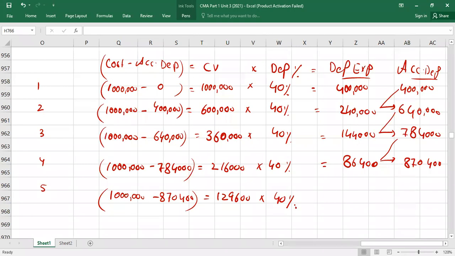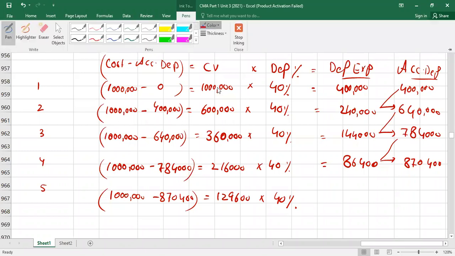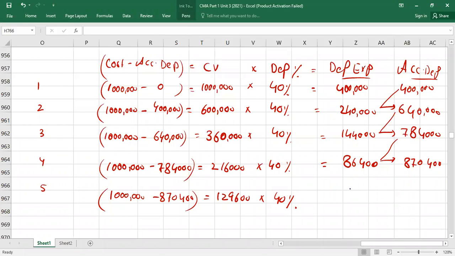Just apply. I'm changing color here. How much did you get? 51,840. Okay, tell me now, if I add these two values, it will exceed 900,000. Just add: 870,400 plus 51,840. It becomes how much? 922,240, right? Whatever arithmetical accuracy you can check.